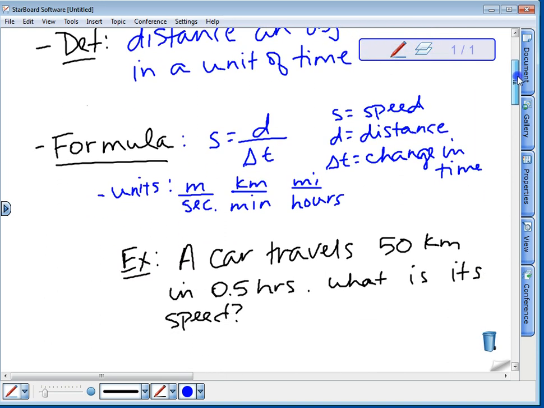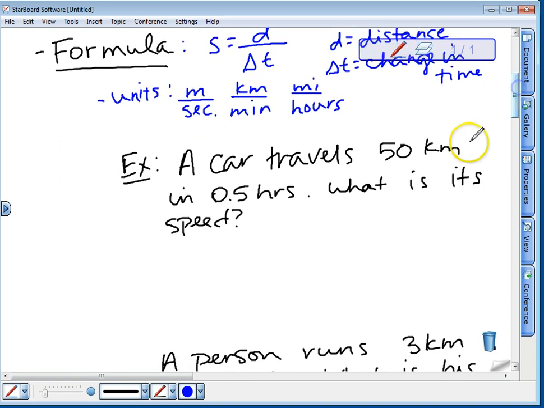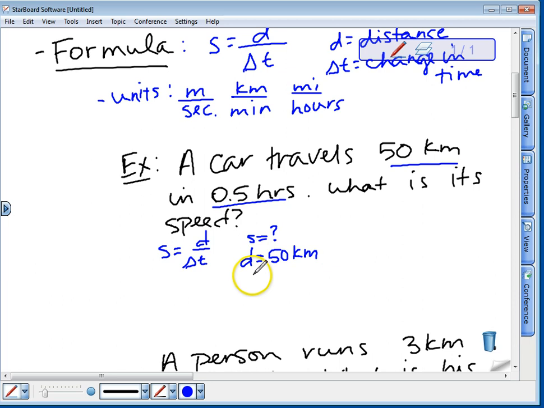Let's look at some example problems to work. Here's one. A car travels 50 kilometers in half an hour. What is its speed? So the first thing I'm going to do is write my formula. Speed equals distance divided by time. Then I'm going to write what I'm given. I don't know my speed, but I do know my distance is 50 kilometers. And I do know that my time is half an hour.